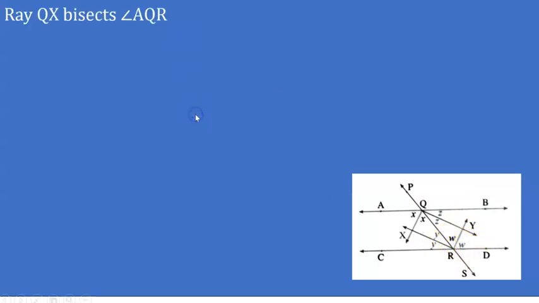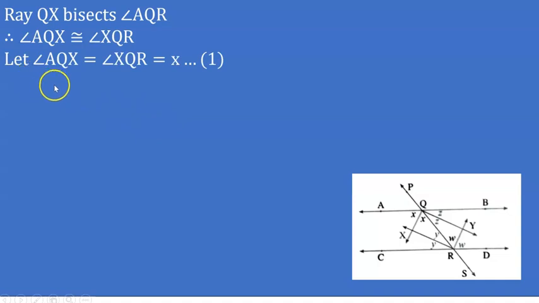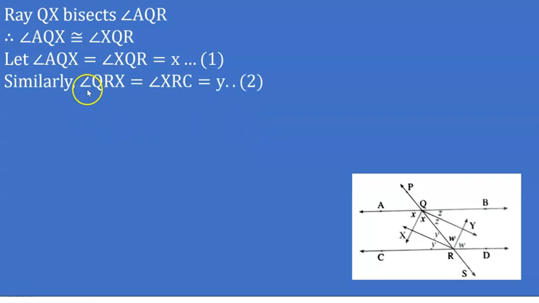Now see this here one by one. QX is the bisector of angle AQR. Therefore, the measure of angle AQX is congruent to the measure of angle XQR. Let the measure of angle AQX be equal to the measure of angle XQR, equal to x. We have written here x. This is the first one. The measure of angle QRX is equal to the measure of angle XRC.